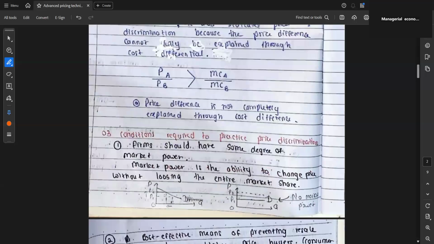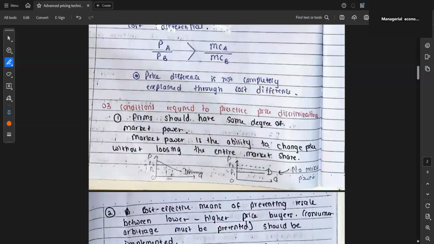There are three conditions a firm requires to practice price discrimination. First, the firm should have some degree of market power.